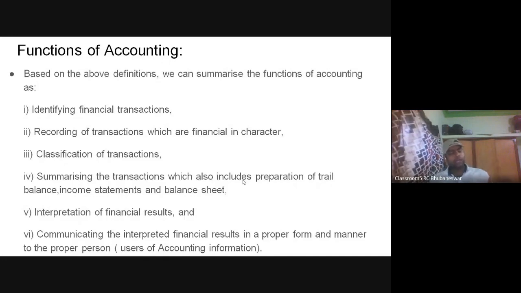Proper person means what? The users. So users of accounting information, be it internal or external. So it will be communicating that. So these are the six major functions performed by accounting. You have to go into detail when you will be reading that.